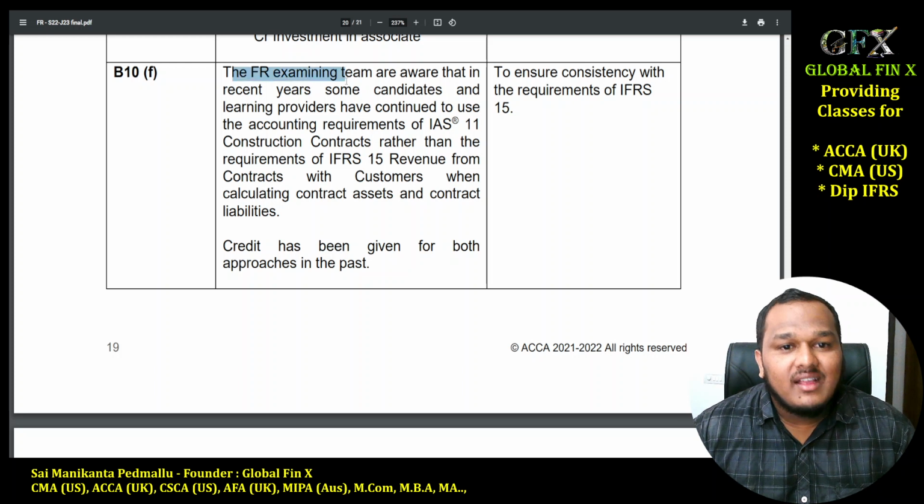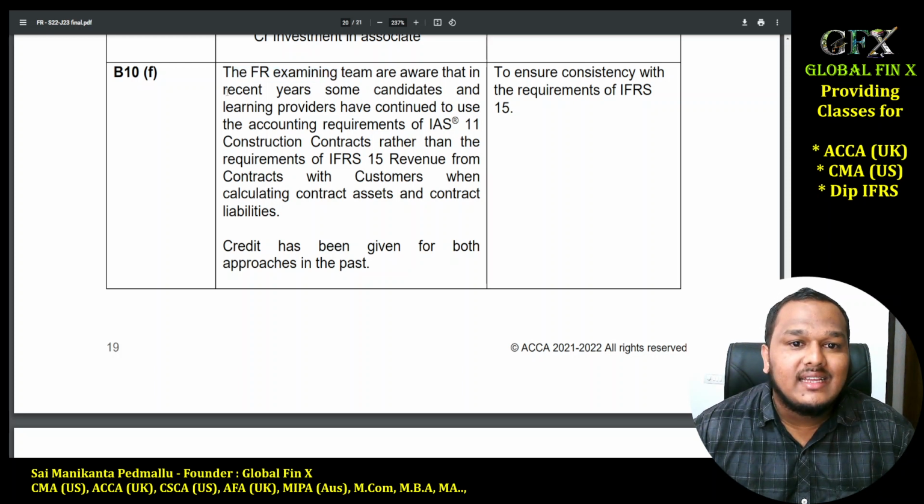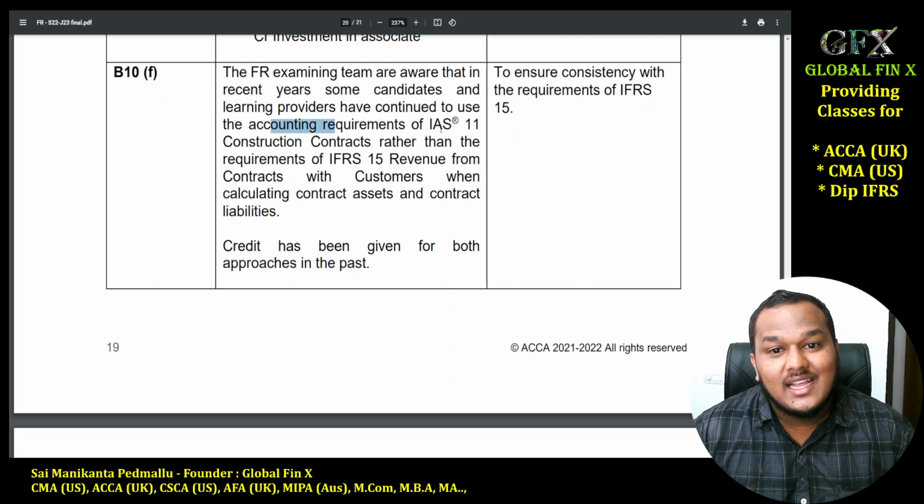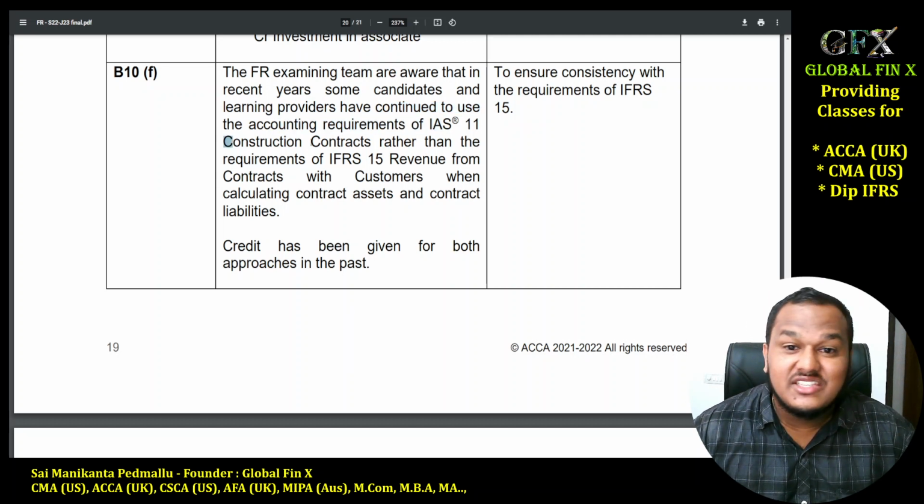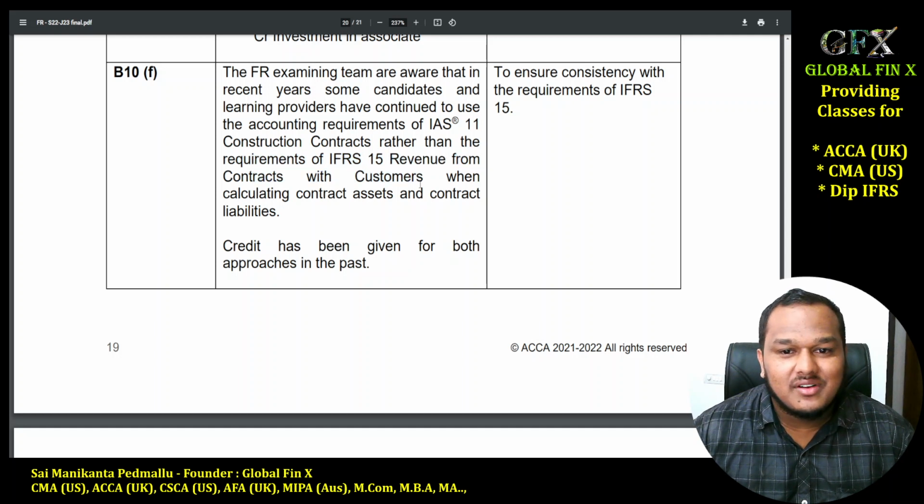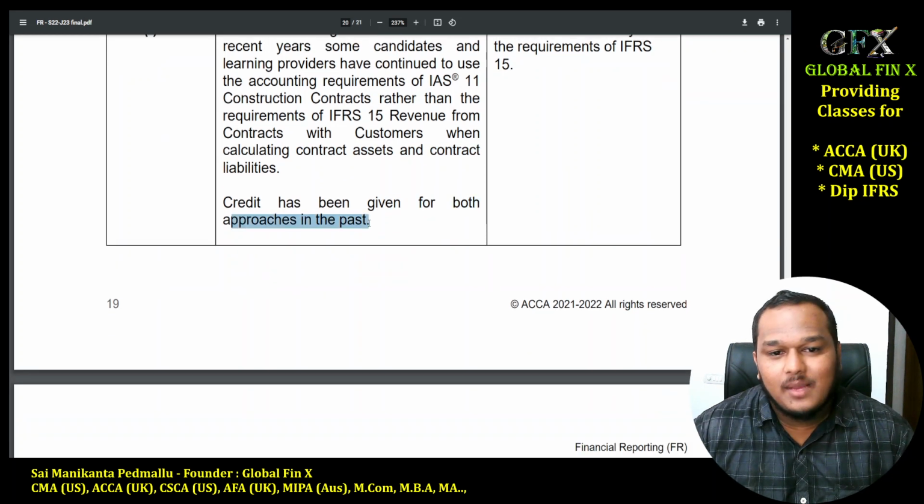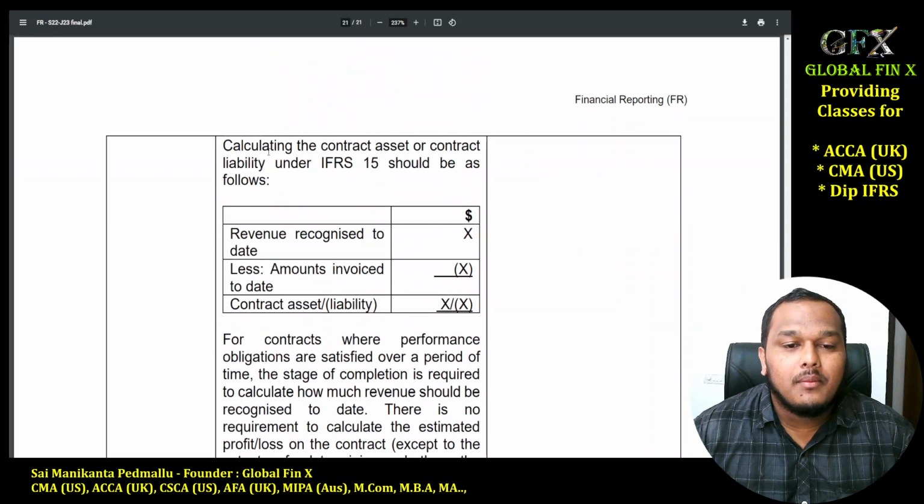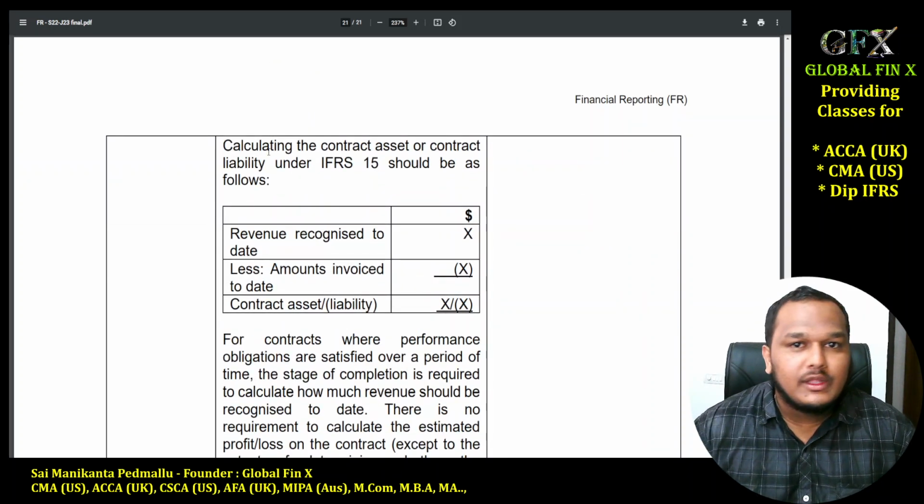Similarly, the FR examining team are aware that in recent years, some candidates and learning providers have continued to use the accounting requirements of IAS 11 construction contracts rather than the requirements of IFRS 15 revenue from contracts with customers when calculating the contract assets and contract liabilities. Credit has been given for both the approaches in the past. Now they will not give you marks if you are following the old standard.